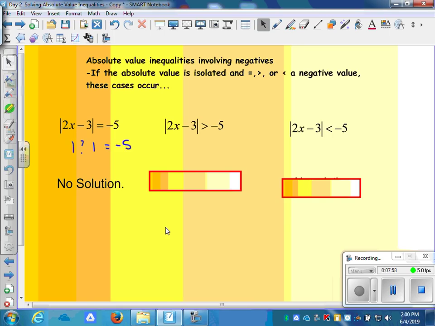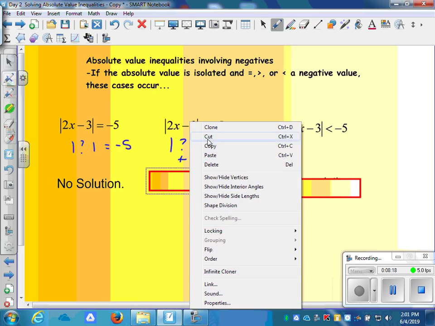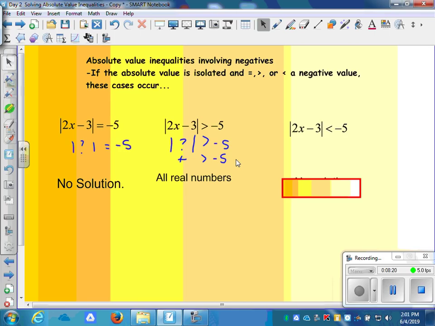Now you can apply that common sense idea to the next two as well. So if I'm looking here, this is saying if you take the absolute value of anything, will you get a result that is bigger than negative 5? Well, when I take an absolute value, I'm always going to get a positive result. That will always be larger than negative 5. So for this particular one, I will always have solutions of all real numbers. You can say identity if you would prefer. I've seen that as well.